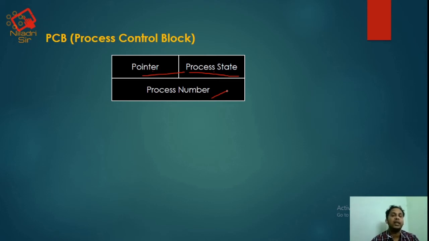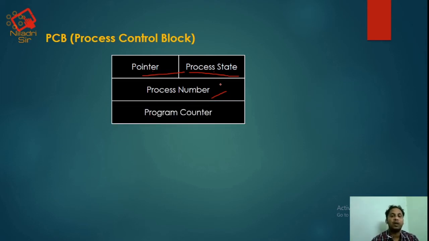As we know, in DBMS we have a primary key. What is the primary key required for? By the primary key we can identify an entity uniquely. Similarly here, using this unique process number, we can identify a process efficiently.